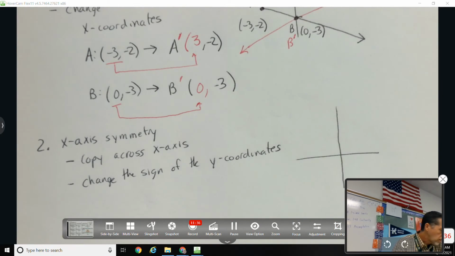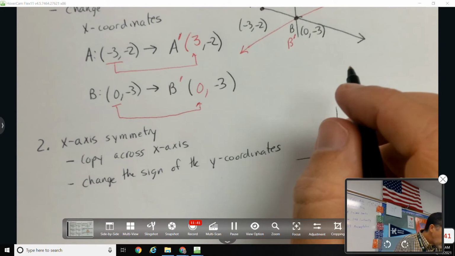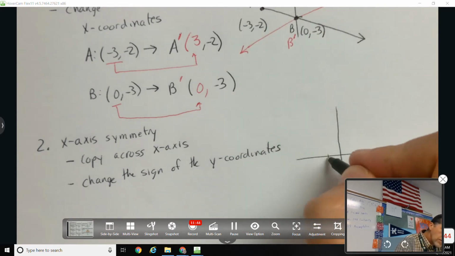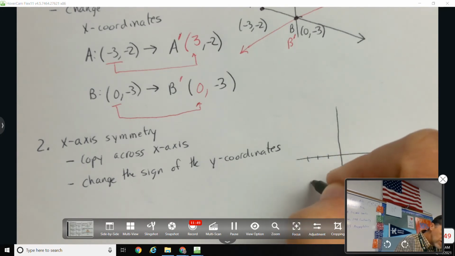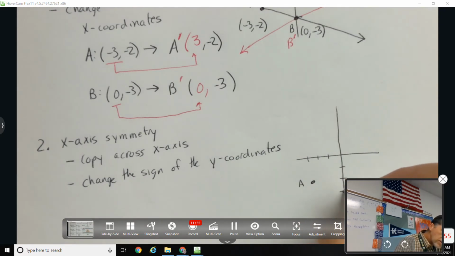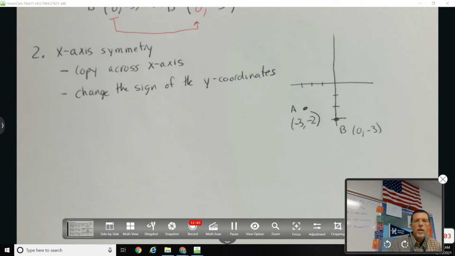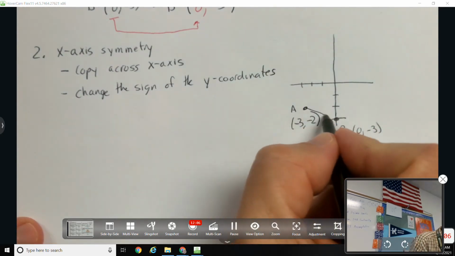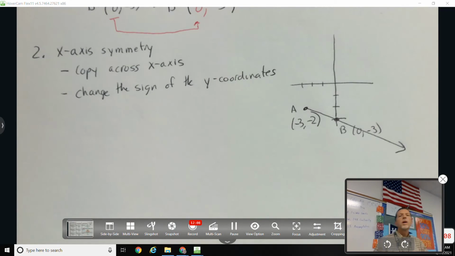Let's try a picture here. Oh, you know what? Let's do the same graph. So we'll have point A at -3, -2. And point B at 0, -3. And we'll do our ray from A through B. And this time we want to flip it across the x-axis.